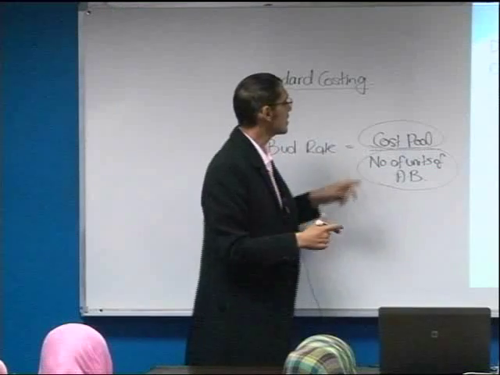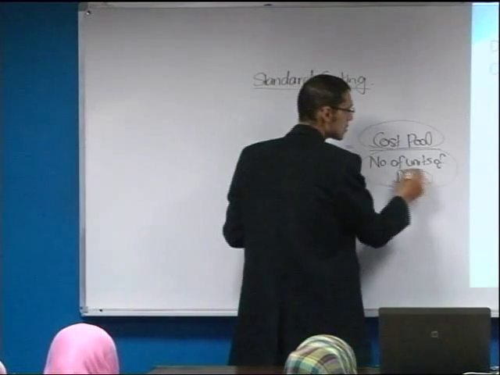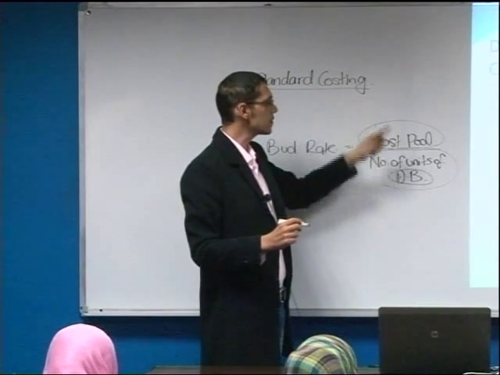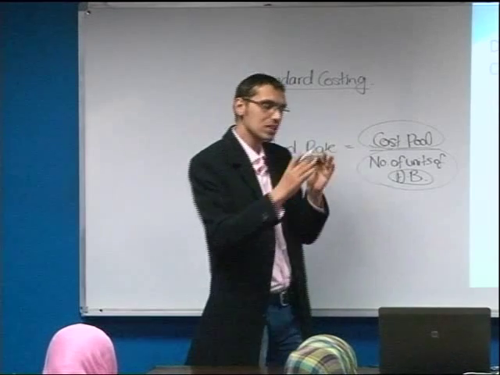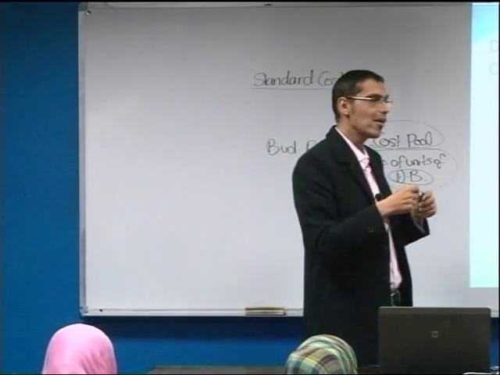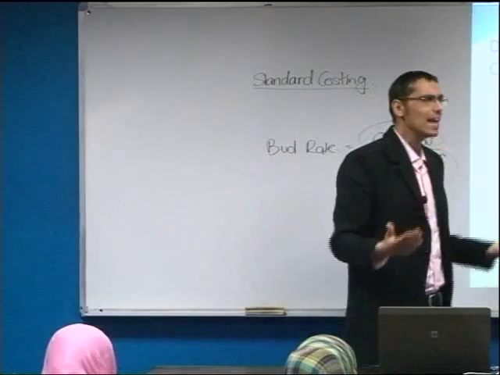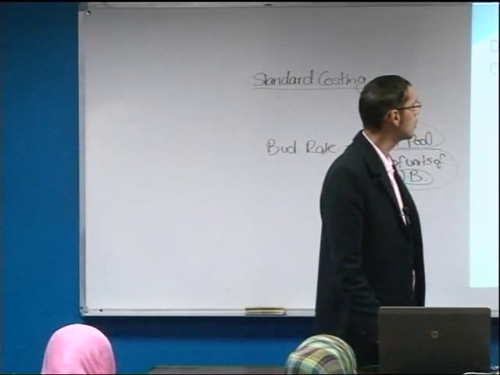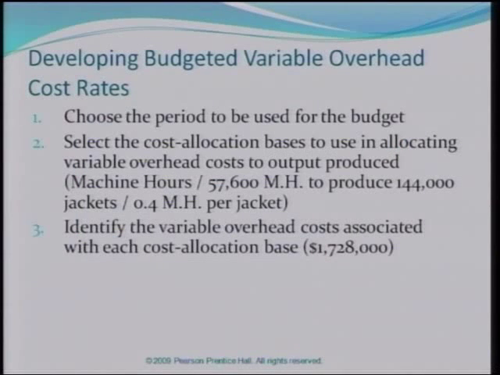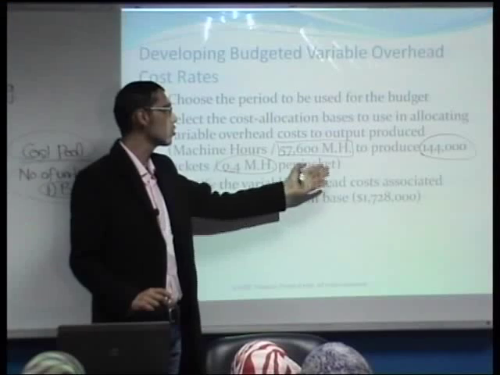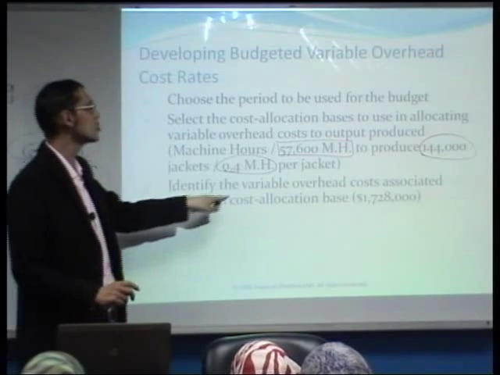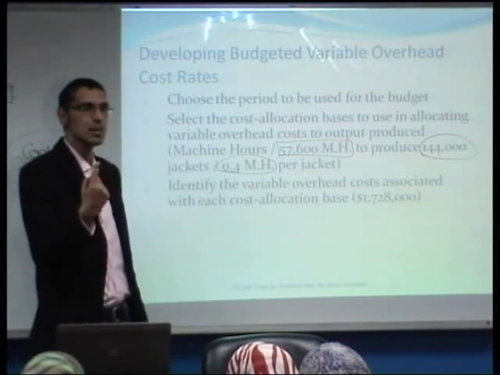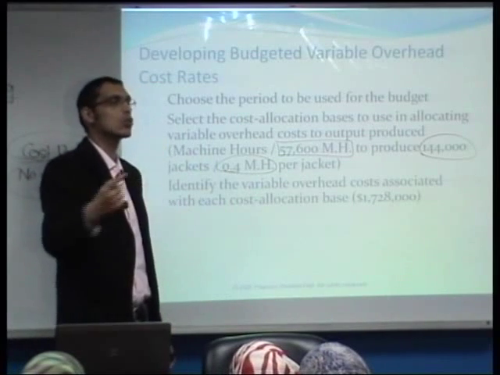Of course, after setting the allocation base, we need to consider the cost for this allocation base, or the cost pool that needs to be allocated on the different products or cost objects. Therefore, step number 3: identifying the variable overhead costs associated with each cost allocation base. In this case, we have only one allocation base, therefore we will only have one cost pool.